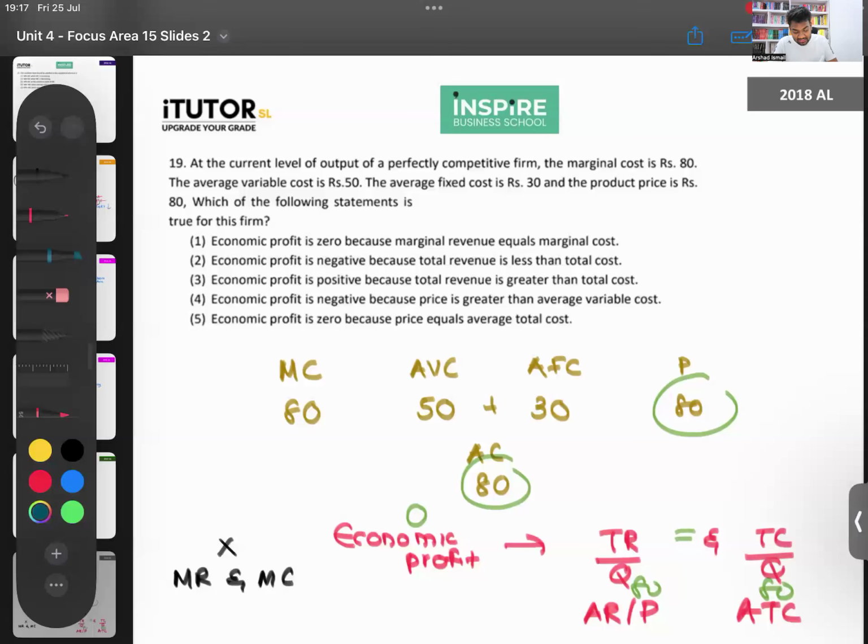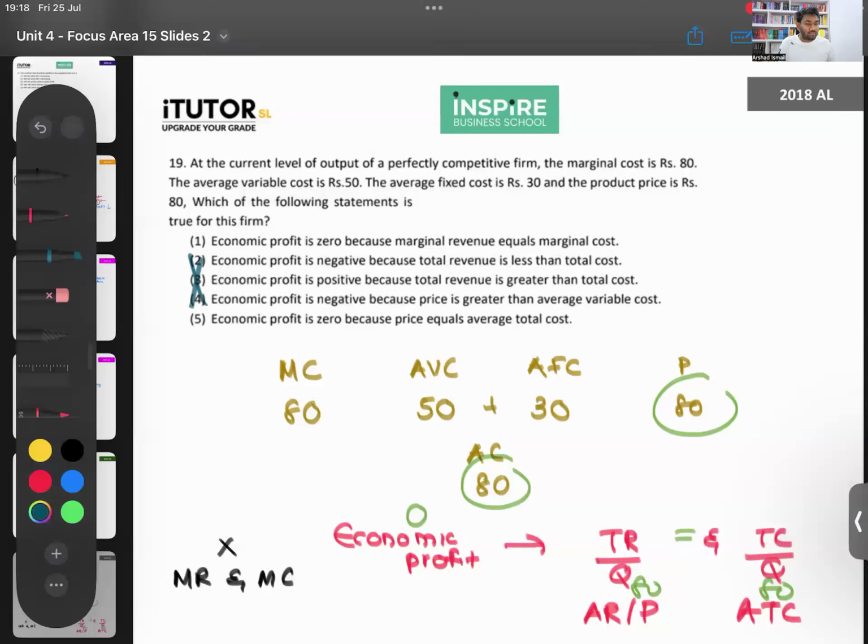So which one do you think is your answer? I will cut off answers number 2, 3, and 4, because they are saying economic profit is positive or negative. Answer number 1 says economic profit is 0, and gives the reason as MR equals MC. Economic profit is 0, not because MR equals MC, but because the price is equal to average total cost, or in other words, total revenue is equal to total cost.